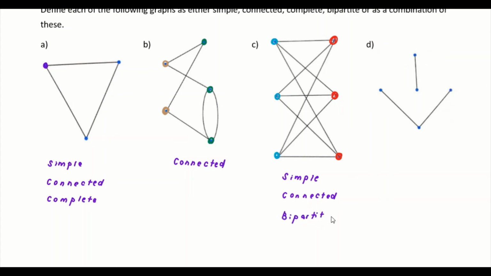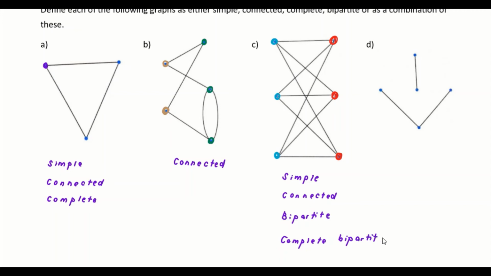Additionally, we can check whether it is a complete bipartite. Yeah, I guess it is. When you look at every vertex, it's adjacent to every vertex in the other group. So 1, 2, 3, 1, 2, 3, 1, 2, 3. So it's not a complete graph, but it's a complete bipartite.